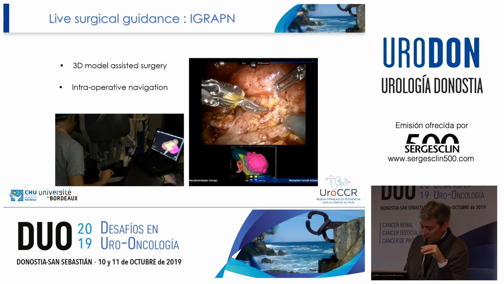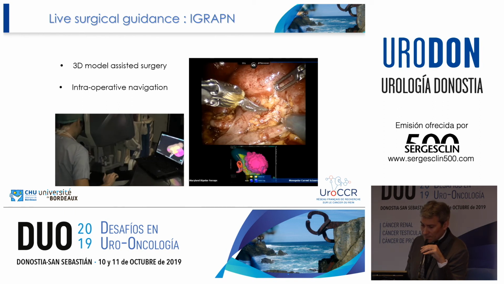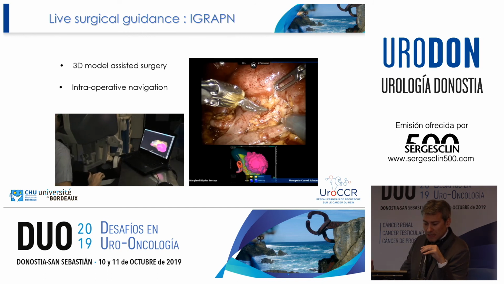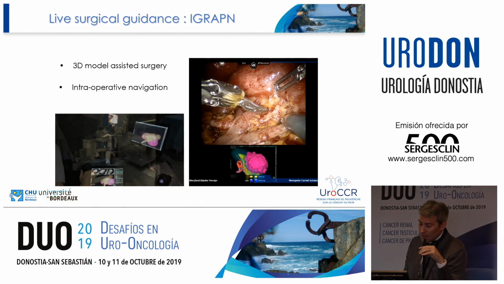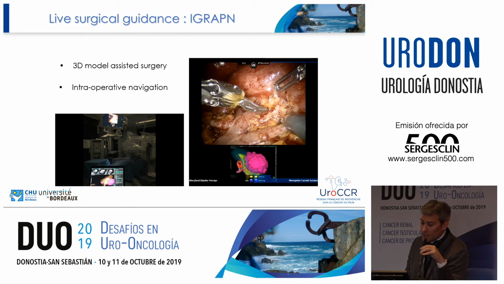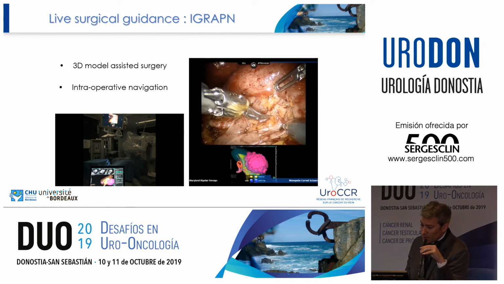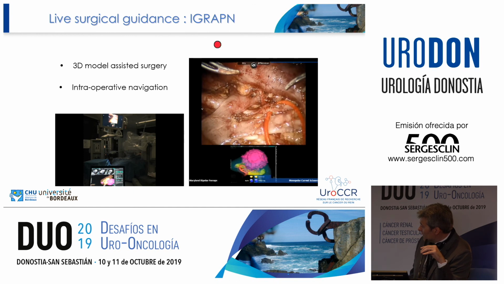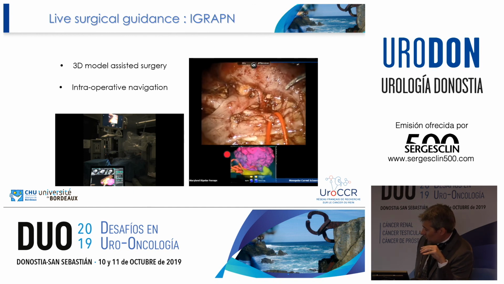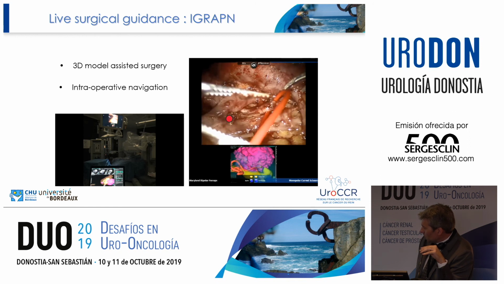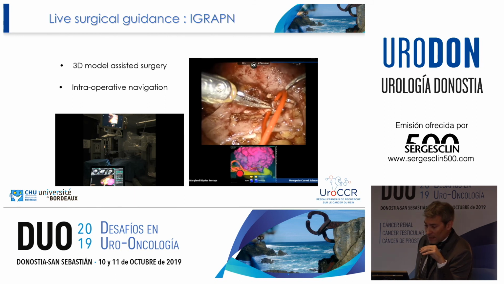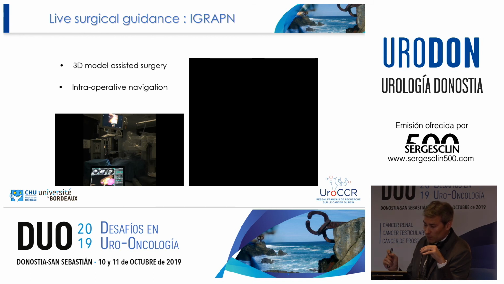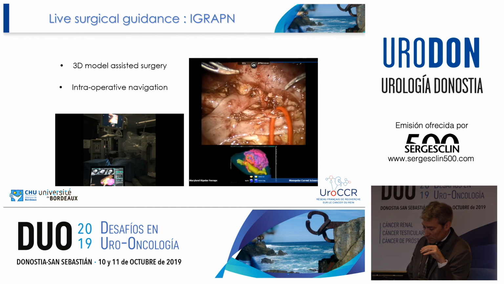This kind of model can be easily plugged into the robot and will allow us to perform a 3D model assisted surgery with an intraoperative navigation, as you can see here in this video. So we are able to follow with the 3D model the dissection of the arterial branches and the vessels in order to define the arterial branches that we are looking for and that will directly feed the tumor in order to perform superselective clamping, for example.